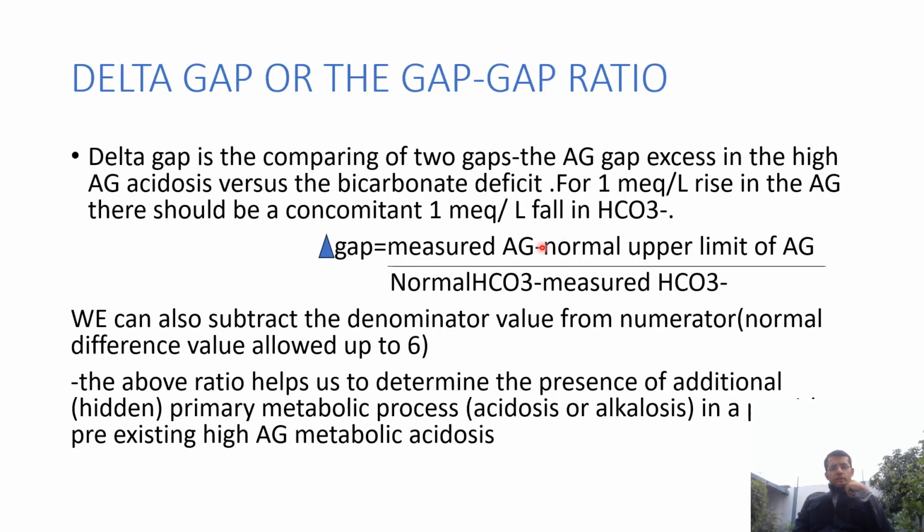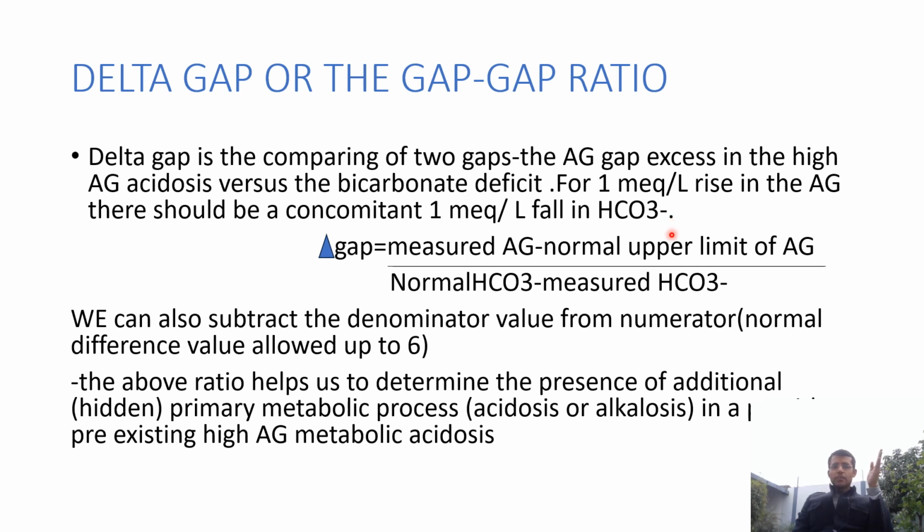We talked about anion gap. Another very important gap is delta gap, or the gap ratio. Delta gap is the comparing of two gaps: the anion gap excess in the high anion gap acidosis versus the bicarbonate deficit. For every 1 milliequivalent rise in the anion gap, there should be a concomitant 1 milliequivalent fall in bicarbonate. So delta gap is to be used only in high anion gap metabolic acidosis.